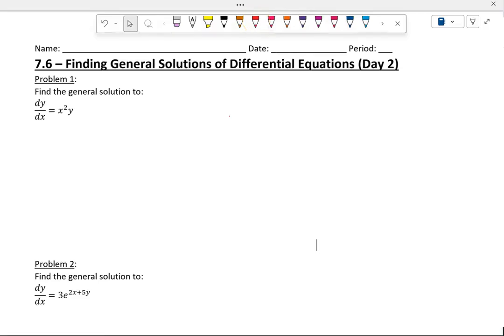All right, ladies and gentlemen, I want you to start on problem number 1, 7.6, day 2. We're finding the general solution like we did yesterday. So you need to separate, integrate, and solve for y.